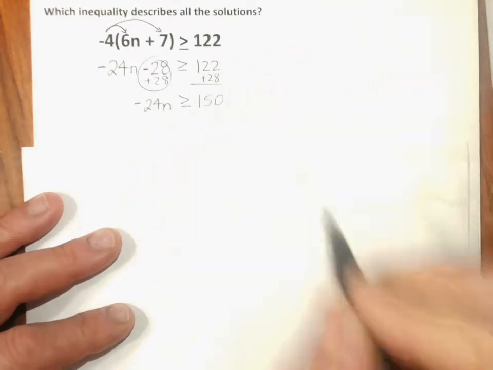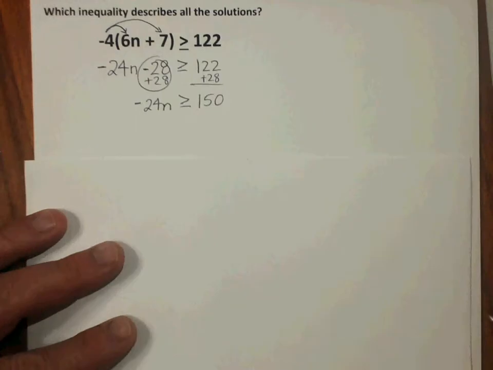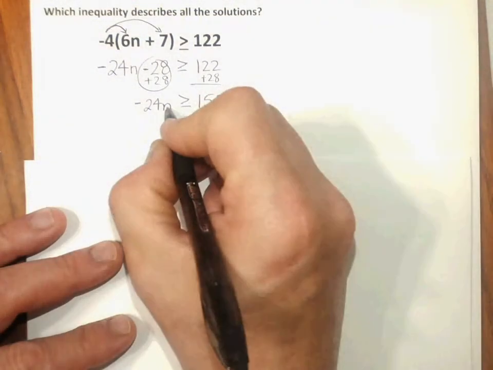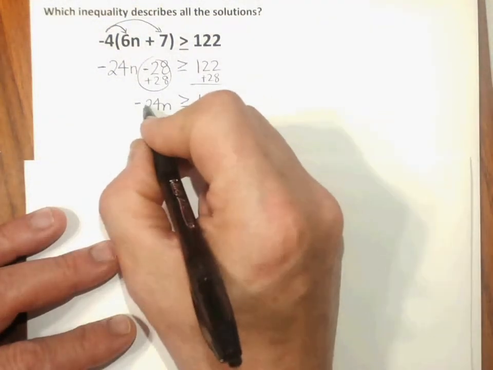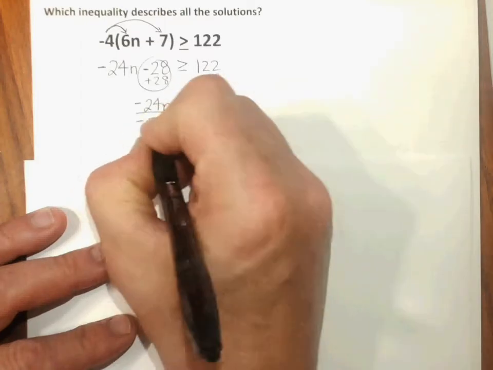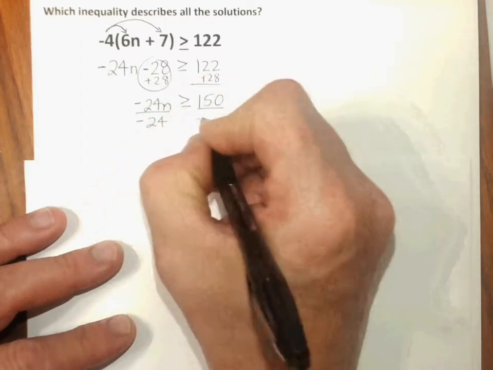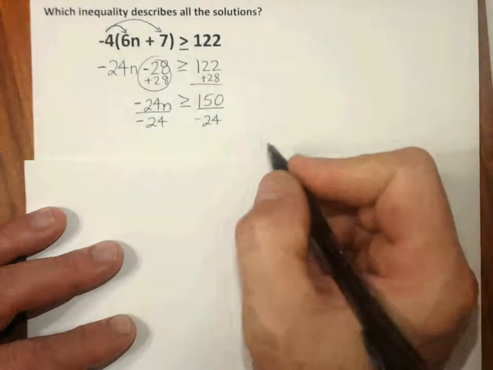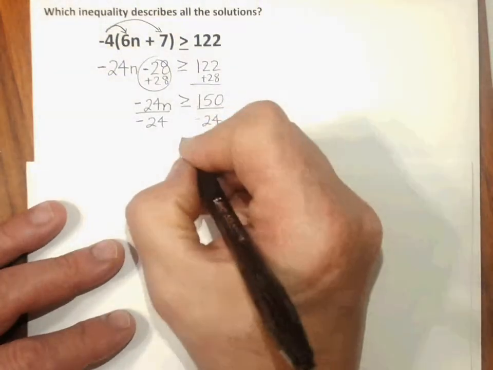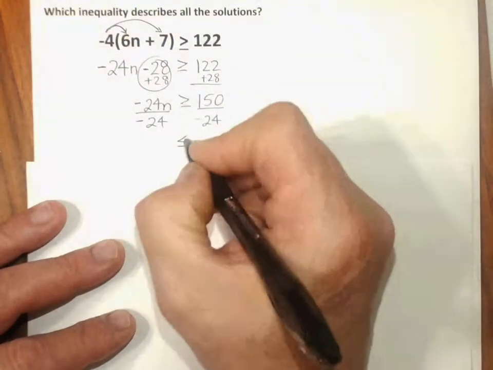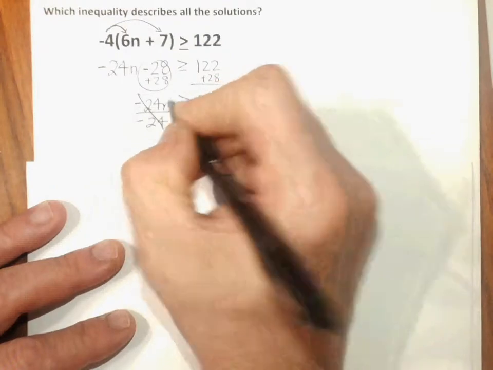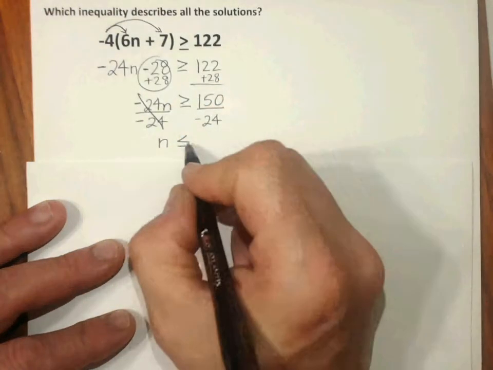And we have 150. Our last step is to divide by the coefficient, or the number in front of the variable. So we're going to divide by a negative 24. And what I do to one side, I do to the other. But ding, ding, ding, I'm dividing by a negative. So I'm going to flip this inequality symbol. That's a 1 in front of my variable. Hey, and it's written on the left.